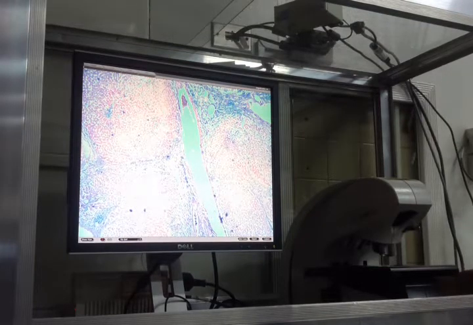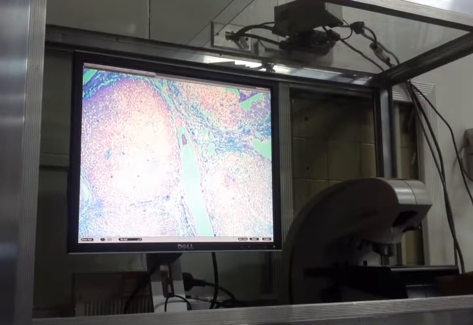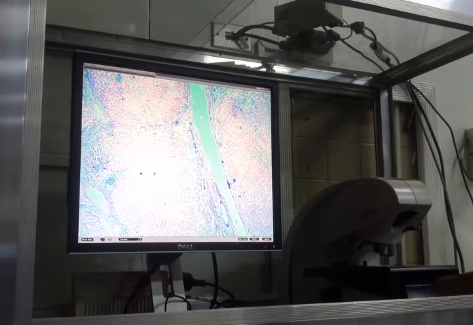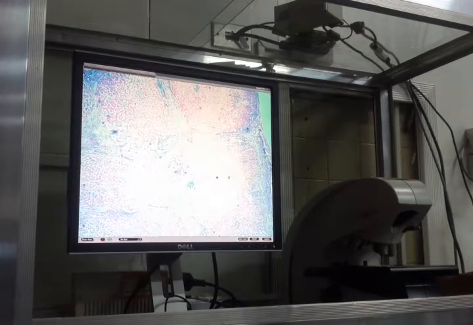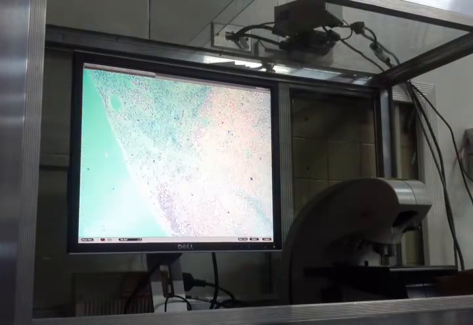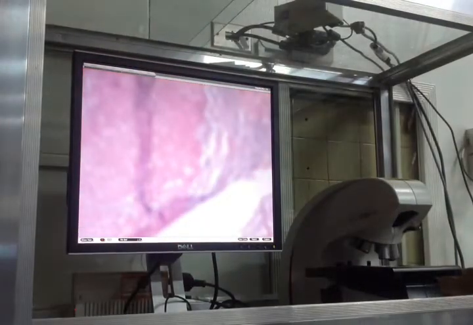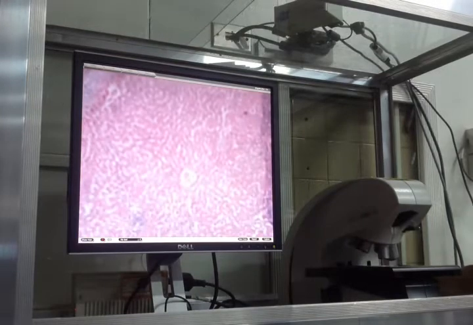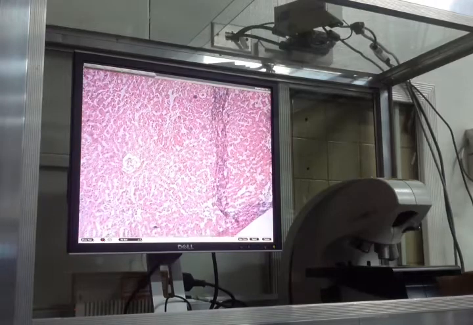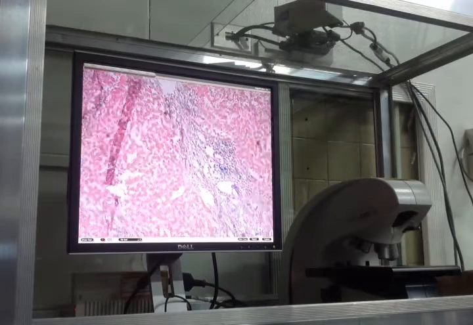Okay, look at that. That's bridging necrosis from one portal tract to another. This is a portal tract, correct? Those are inflammatory infiltrates. This is piecemeal necrosis. Steatosis. Central vein. Wala. Normal pa tayo. May necrosis na. Portal tract with piecemeal necrosis.